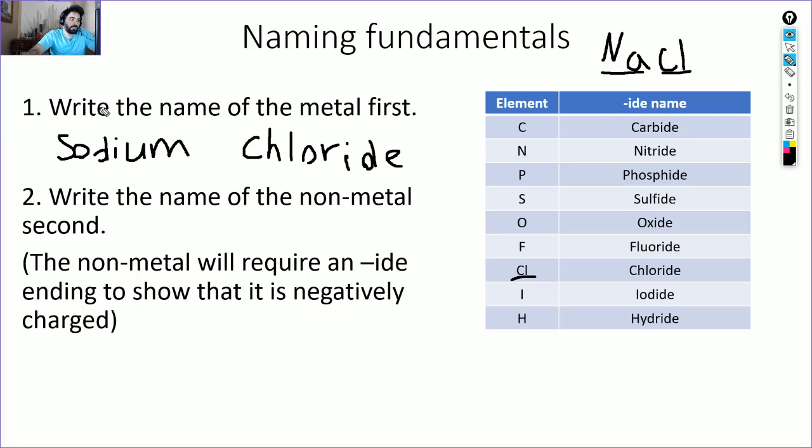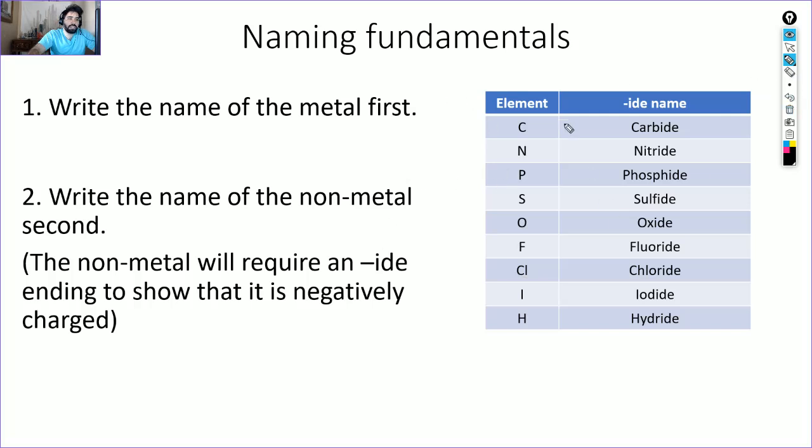But that's it. That's all you do. Step 1, you write the name of the metal. Step 2, you write the "-ide" version of the nonmetal. The nonmetal will always be one of these nine nonmetals. And the names are always going to be either carbide, nitride, phosphide, sulfide, oxide, fluoride, chloride, iodide, or hydride.